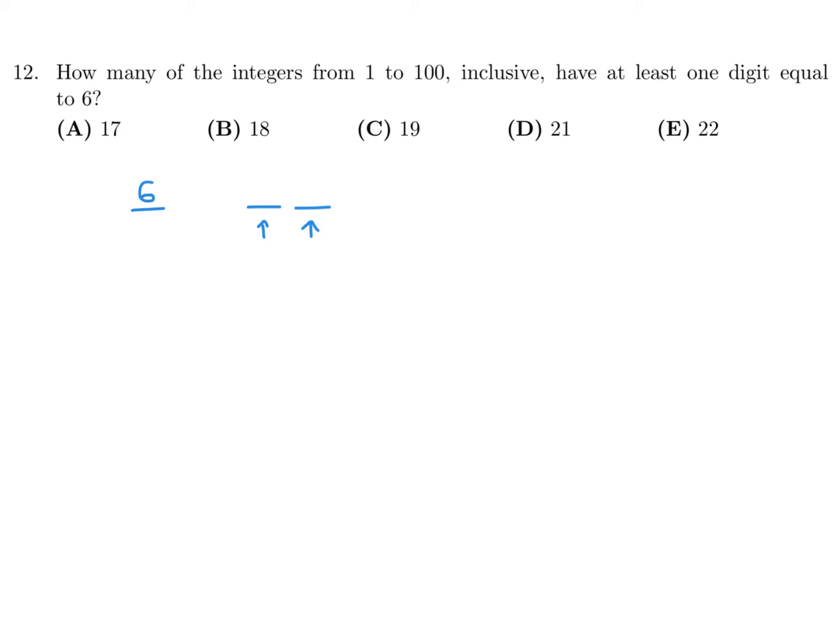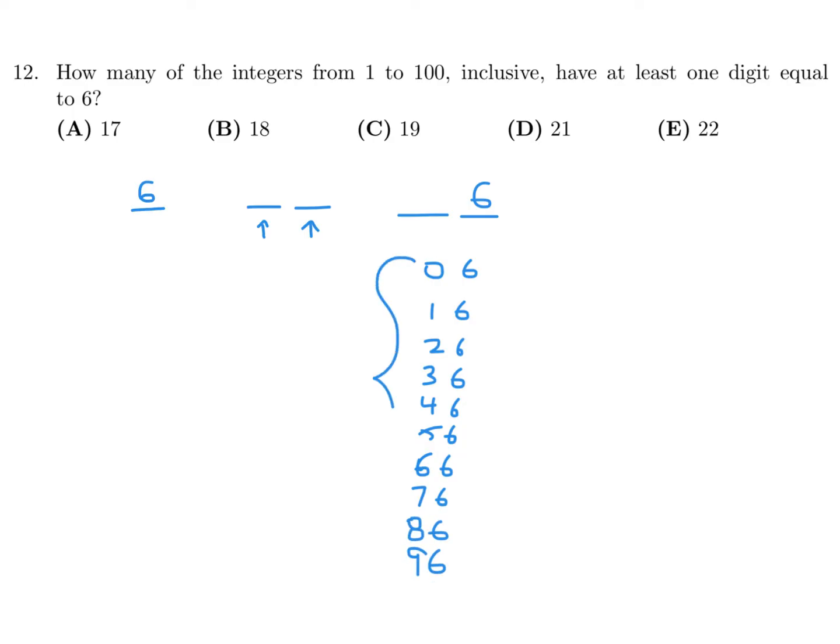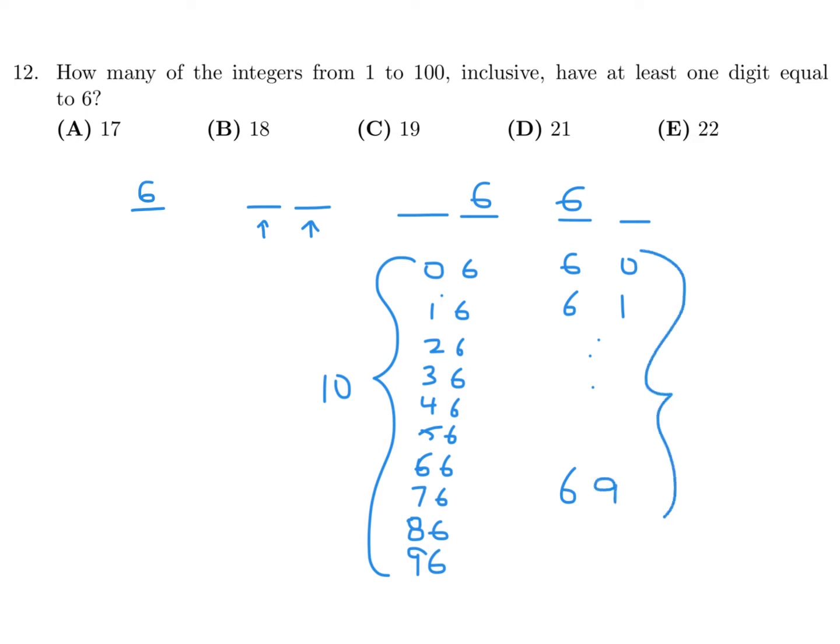Okay, so if the 6 is in this position, that means you can have either 06, 16, 26, 36, 46, 56, 66, 76, 86, and 96. Got it? So how many is that? 10. And if the 6 is in this position, then of course you can have 60, 61, all the way down to 69, and that is also 10.